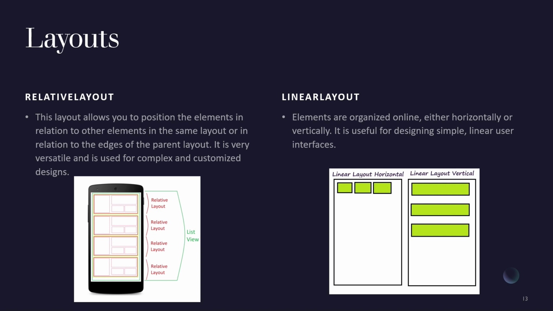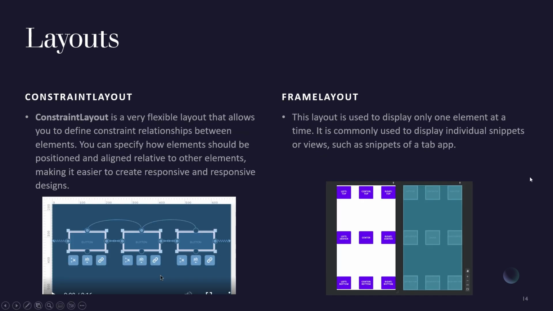Linear layout: elements are organized in a line, either horizontally or vertically. It's useful for designing simple linear user interfaces. You see a linear layout horizontal and a linear layout vertical. It's the same, but you put all the elements horizontally or all vertically. Constraint layout: constraint layout is a very flexible layout and allows you to define constraint relationships between elements. You can specify how elements should be positioned and aligned relative to other elements, making it easier to create responsive designs. You see here.